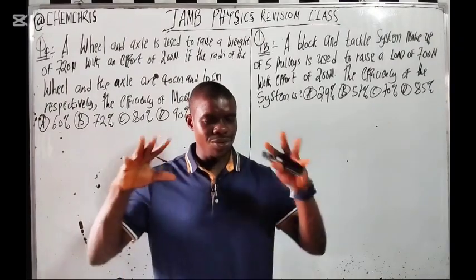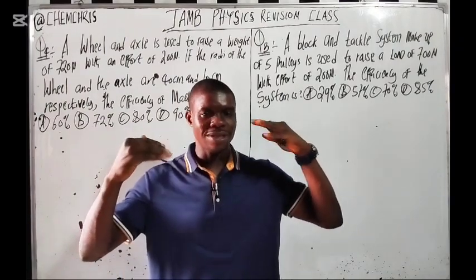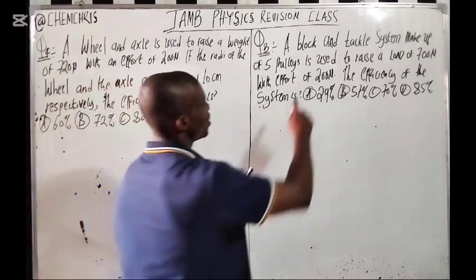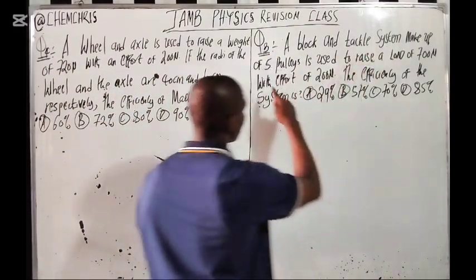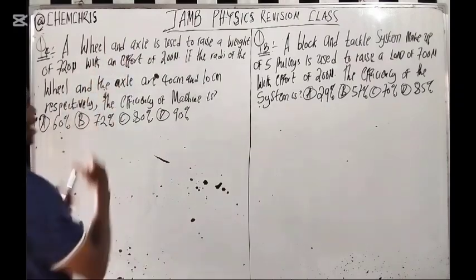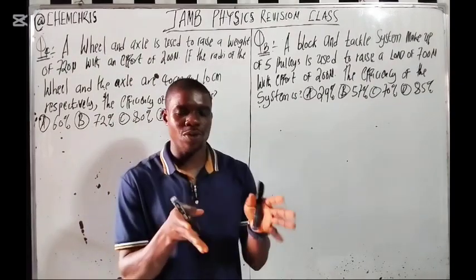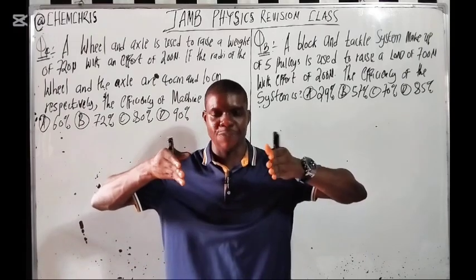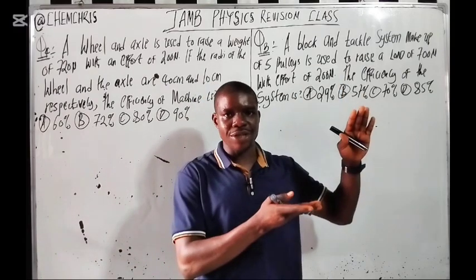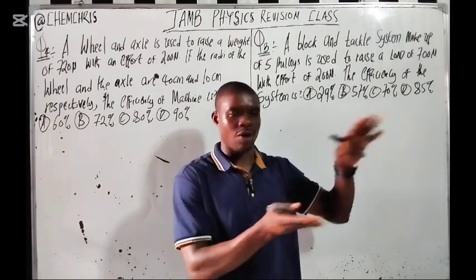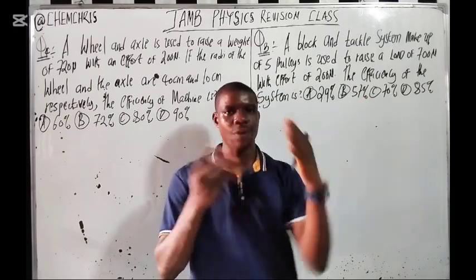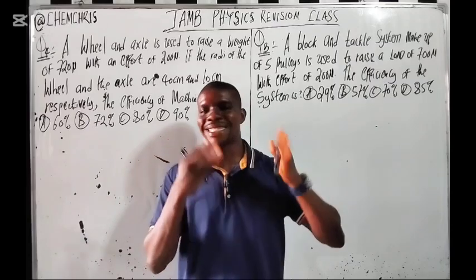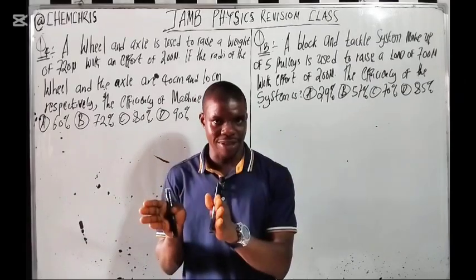Let's look at what type of machine these two sets of questions are about. If you look at question 3 and question 4, you see that here we have a block and tackle system of pulleys, and here we have a wheel and axle. These are the types of questions you like to see in your JAMB examination, so please pay close attention. We are still going to solve two other questions involving that type of machine. My goal in this video is to finish everything about machines, so by the time you see a question on that machine, you'll be able to solve it.